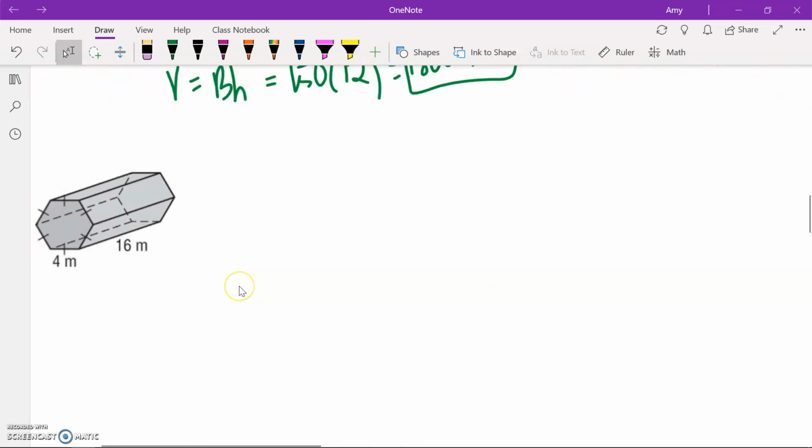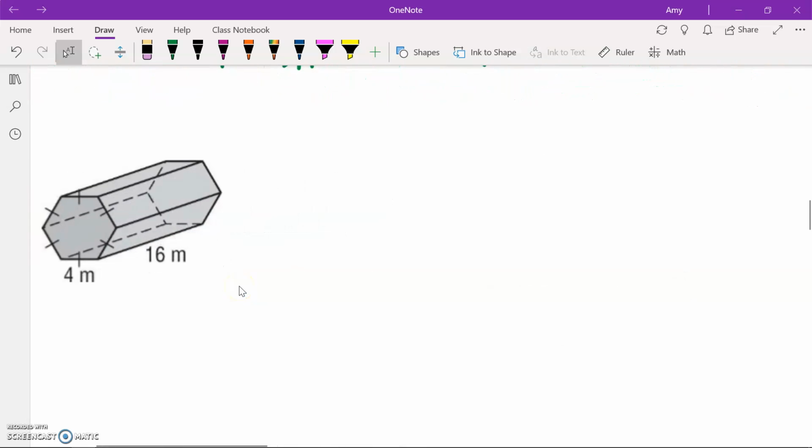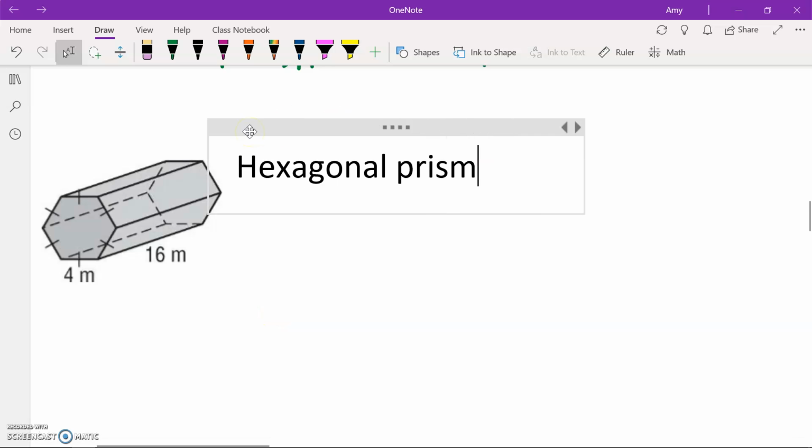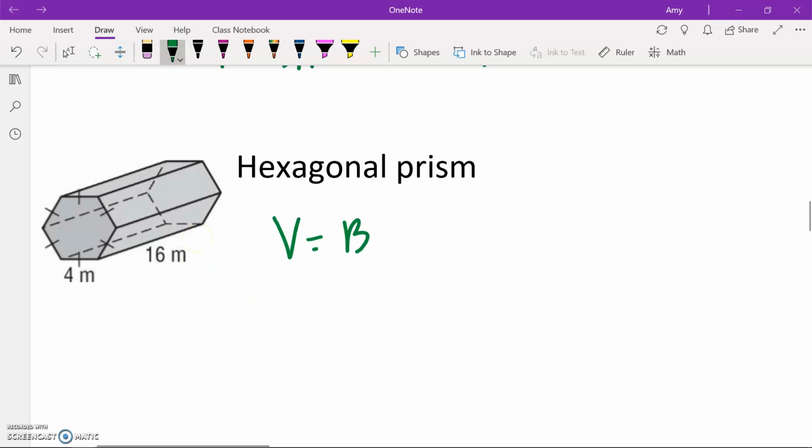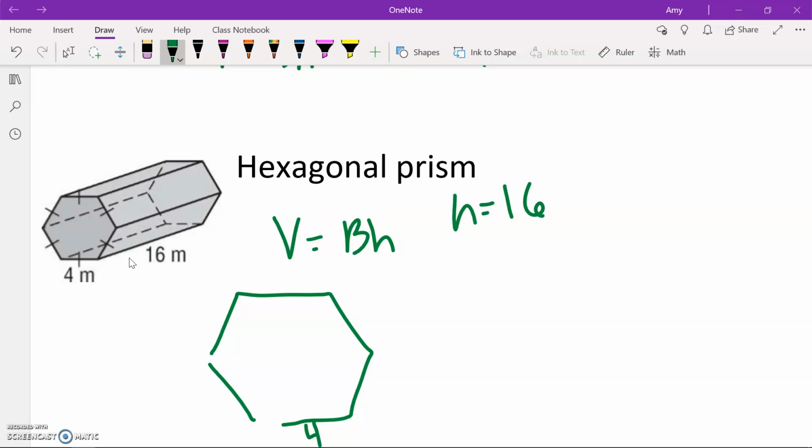And we can do one more example. So in this example, we have a hexagonal prism because the base is a hexagon. So to do our volume, which is area of the base times the height, we're going to have to calculate the area of this hexagon, which is not the easiest thing that we've learned in this class. It does take a couple of steps. You notice that I drew the base separately to help us with calculating that area, and we know the side is 4. We also know that the height of this prism is 16 meters.